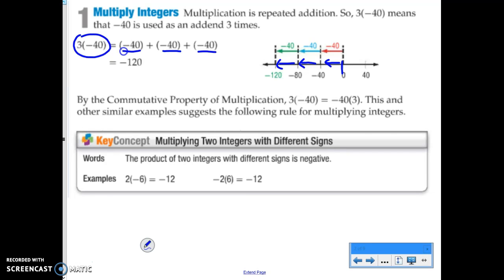So the product of two integers with different signs is going to be negative. Make sure you get that in your notes. Okay, so you have a negative here, and that's being multiplied by a positive 6. So your answer then is going to be negative 12. And likewise on the opposite side, a positive 2 and a negative 6 is going to give you a negative answer. Remember, this is when we are multiplying integers.